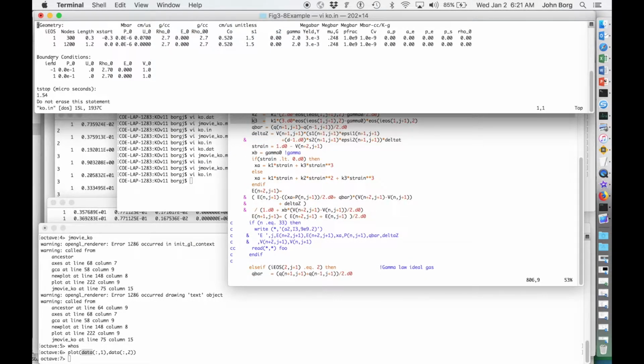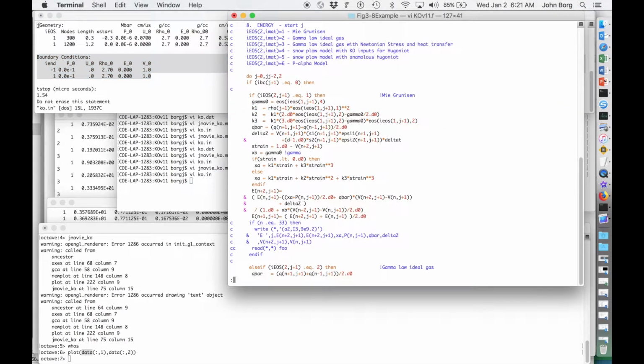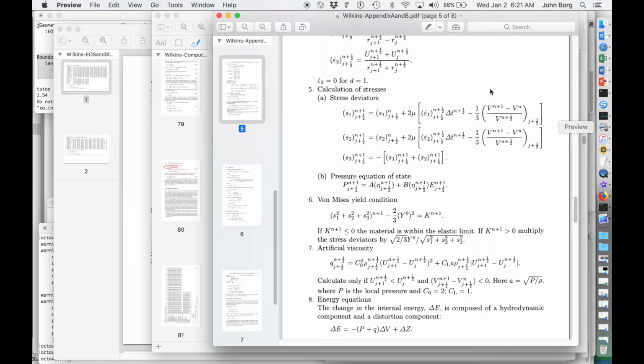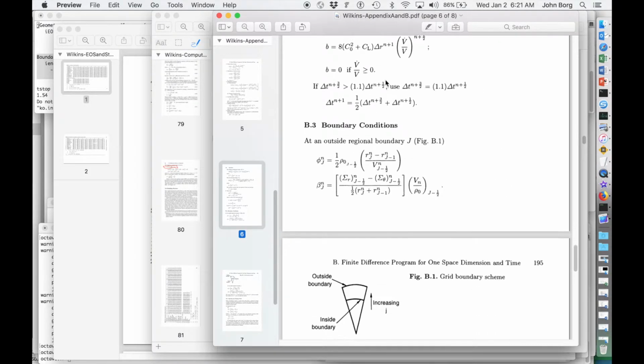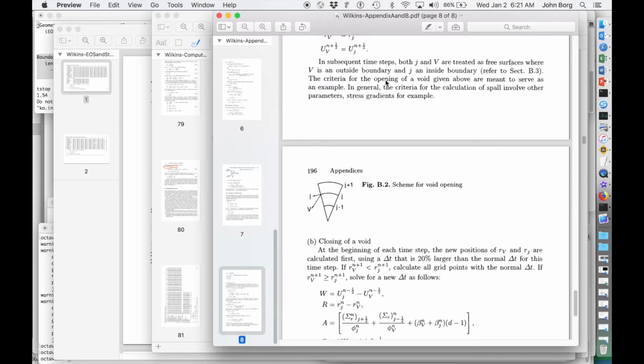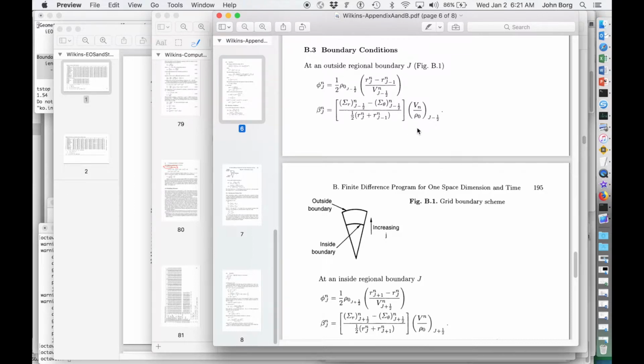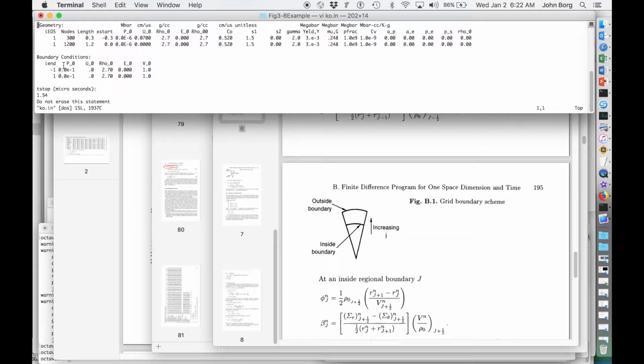Okay, the next thing to have a look at is the boundary conditions within KO. So I think I'll take you to this section of the code around line 461. This also shows the boundary conditions. Here's the implementation of the boundary conditions within the code. If you look at Wilkins' book, down here in the appendix, he describes the boundary conditions here, B3, page 195. So here's how he discretizes the boundary conditions. That was just simply a free surface, and so that's the simplest one that I implemented.